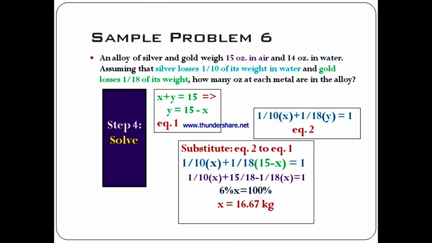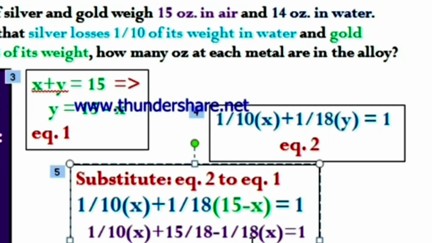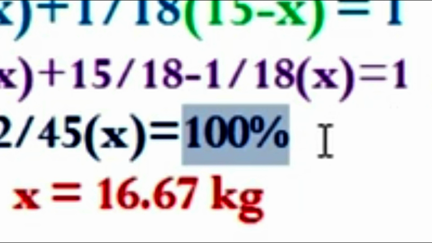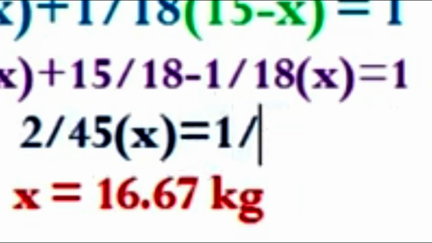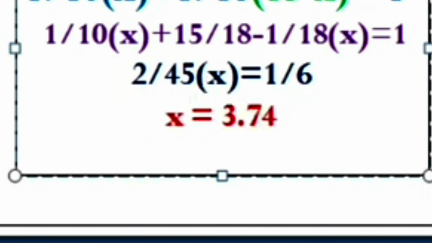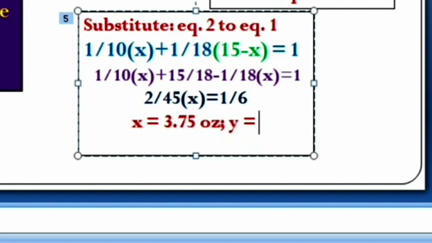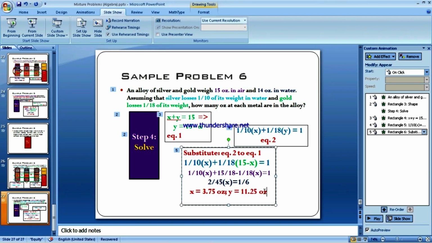And further simplification led us to 1/10 minus 1/18, that's 2/45 X, is equal to 1/6. Okay, so X is 3.75 ounces. And since X plus Y is equal to 15, X is 3.75, so 15 minus 3.75 should give me the other one, 11.25 ounces. That's now the solution to the problem.